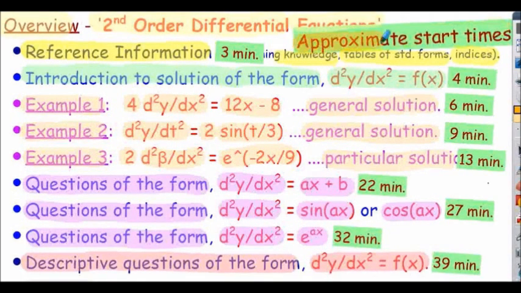And here are the approximate start times related to the various sections contained within the presentation, hopefully to aid your ease of access through the presentation, but please note that generally all times are rounded to the nearest minute.